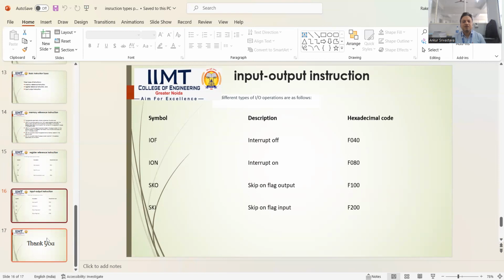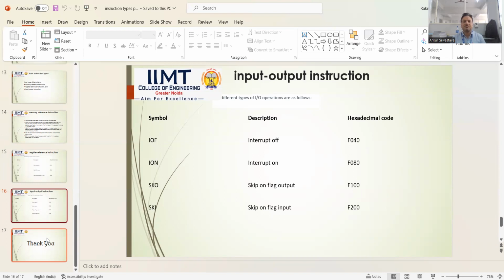SKO, skip on flag output, and the hexadecimal code for SKO is F100. So skip on flag output. SKI: when O is given as output, then here is I, so you can say that it is input. So skip on flag input, and its code is F200.